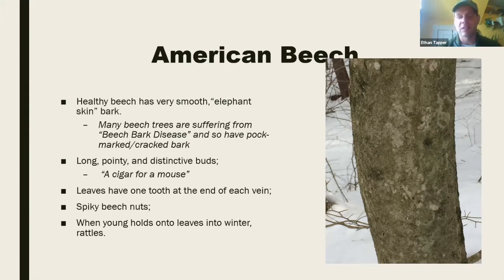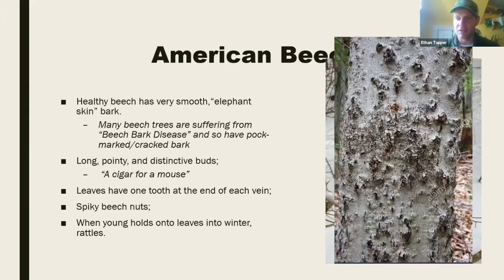Unfortunately, it's also afflicted with an invasive disease that was introduced in the early 1900s called beech bark disease. While you'll still see patches of smooth bark, a lot of times that smooth bark will have black pockmarks or cracks in it, which is a symptom of that beech bark disease.